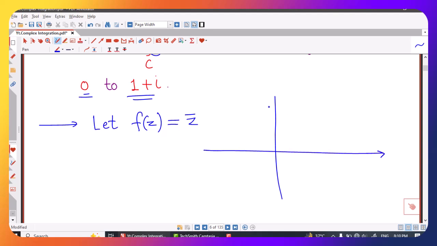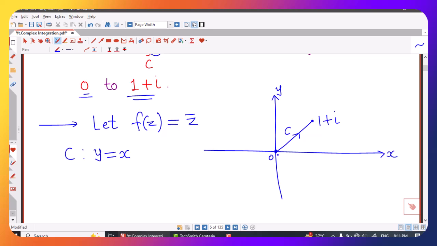We can roughly sketch this. It is the straight line passing through the origin, and suppose this is 1 plus i, and here we have z equal to 0, and we want to evaluate along this curve C. This is the x axis, this is the y axis. The given curve C is a straight line, and the equation of the straight line is y equal to x, or we can write x equal to y, and we want to integrate along this portion of the straight line.